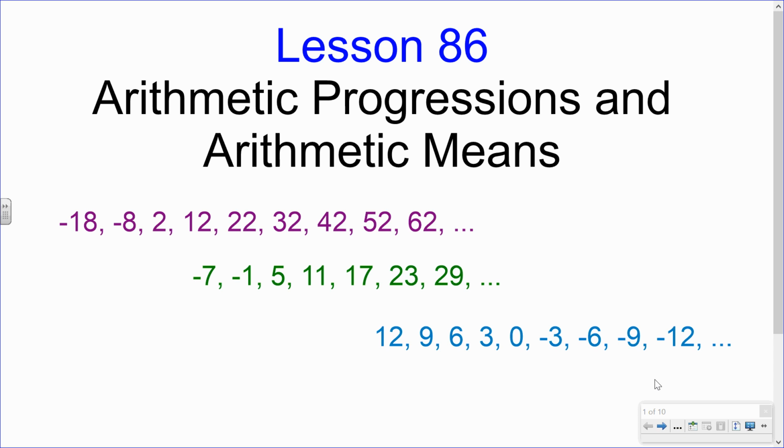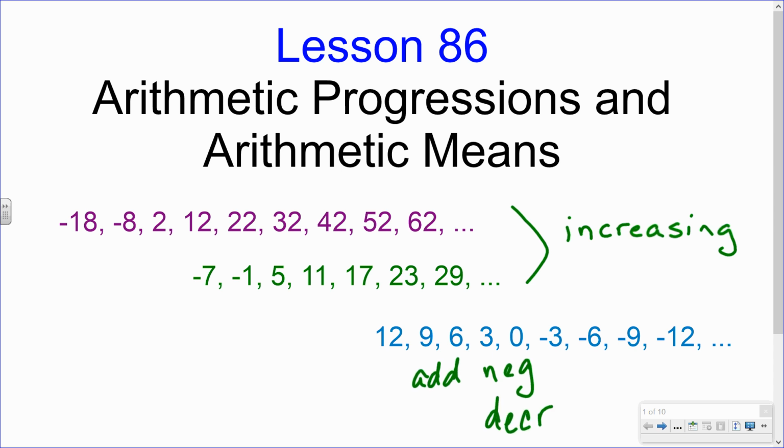What makes these things arithmetic progressions is I'm going to pick a first term, and then I'm going to add the same thing over and over. If I add a positive, I get numbers that get bigger and bigger. Those lists, those sequences, are increasing. If I add a negative, my numbers get smaller and smaller, so this last one is decreasing. So far, so good.